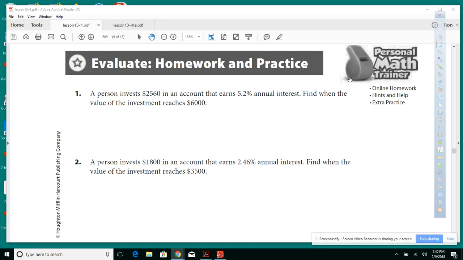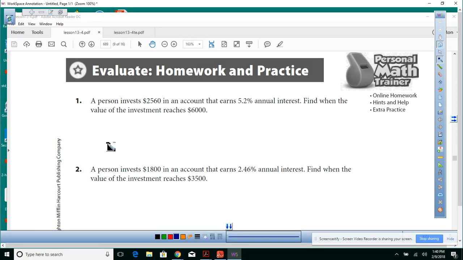Algebra 2, lesson 13.4. Number 1 on page 689. A person invests $2,560 in an account that earns 5.2% annual interest. Find the value of the investment when it reaches $6,000. So the principal is going to be $2,560, and the rate is going to be 0.052. And we're going to use the formula.